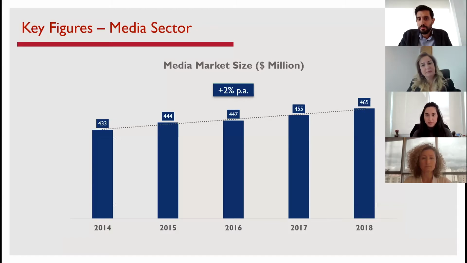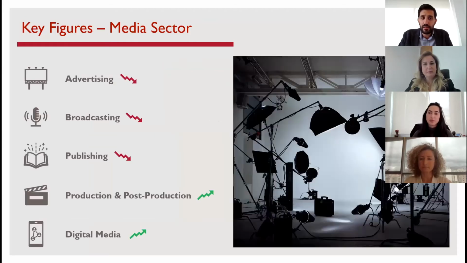Now, in the case of the media sector, the latest available data dates back to 2018. Back then, the sector was worth about $465 million, and it had been growing at about 2% per year. However, similar to ICT, we can expect a similar declining trend over the last 3 years, of course. And looking at some of the subsectors, the declining revenues from advertising no doubt impacted the performance of broadcasting and publishing, which are directly dependent on advertising.